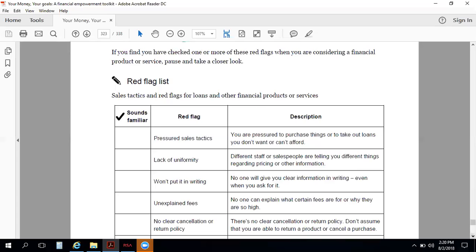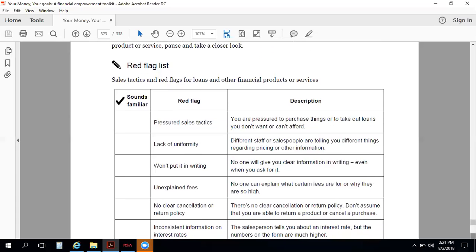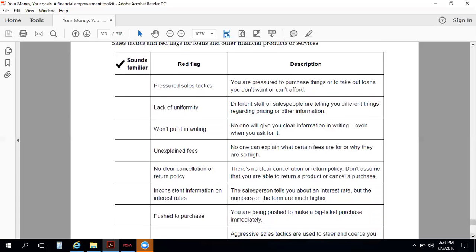They won't put the information in writing. If it's a legit company or a legit opportunity, they do have the responsibility of giving you the information in writing, especially upon request. If they're reluctant to do that, that could be a red flag that it's not legit.